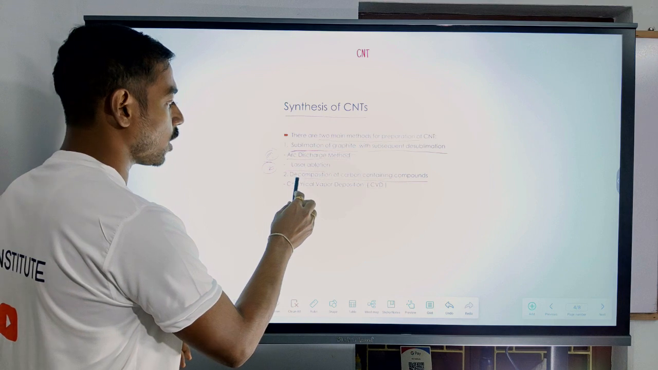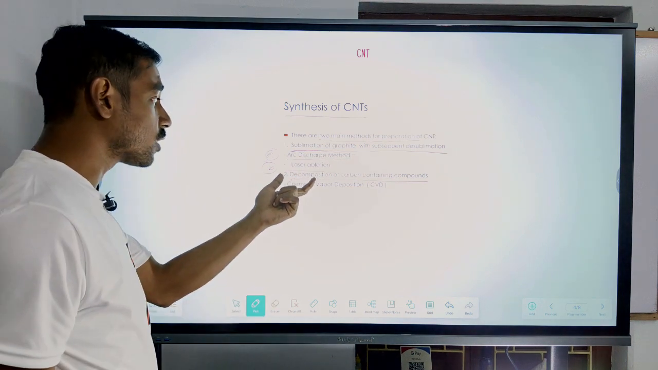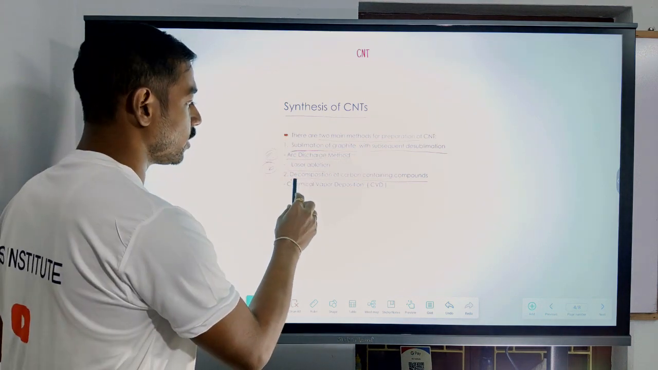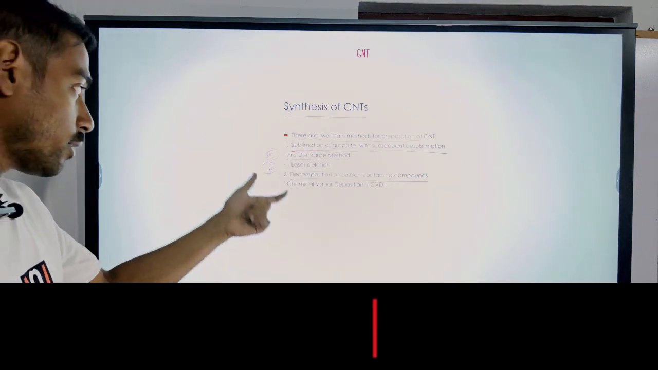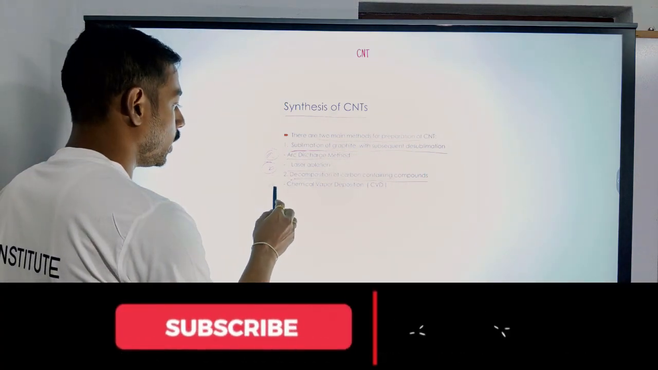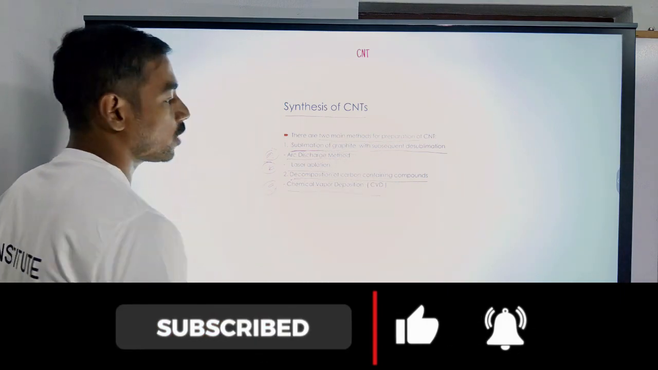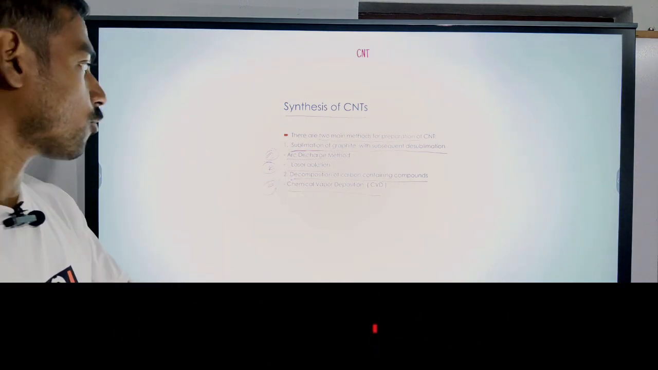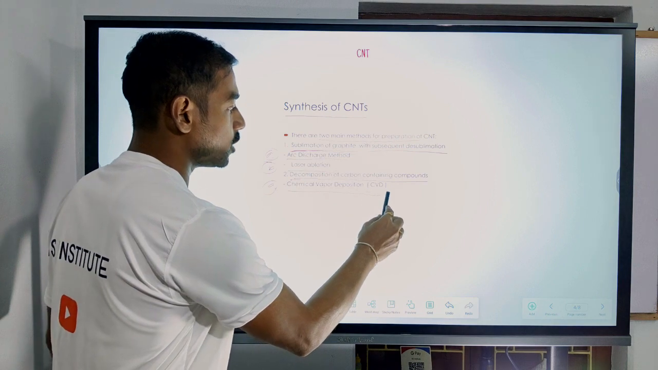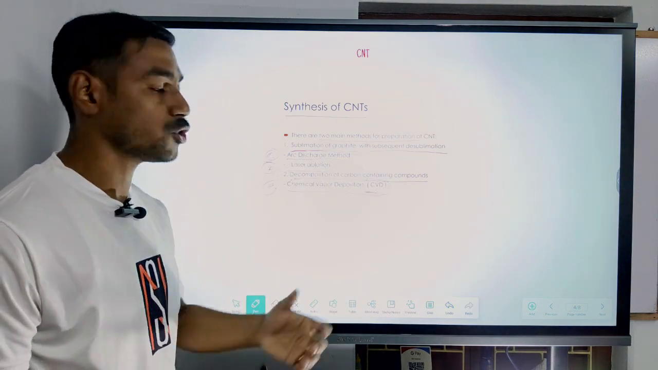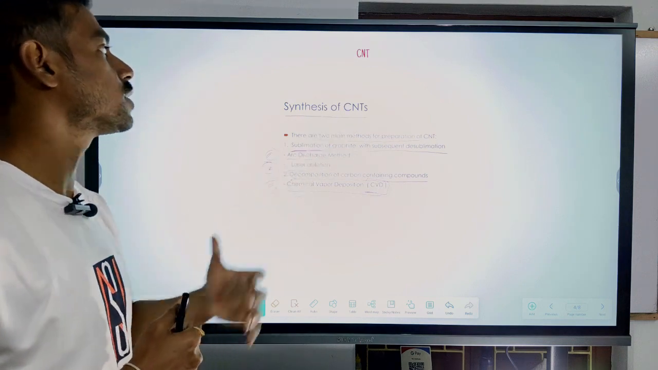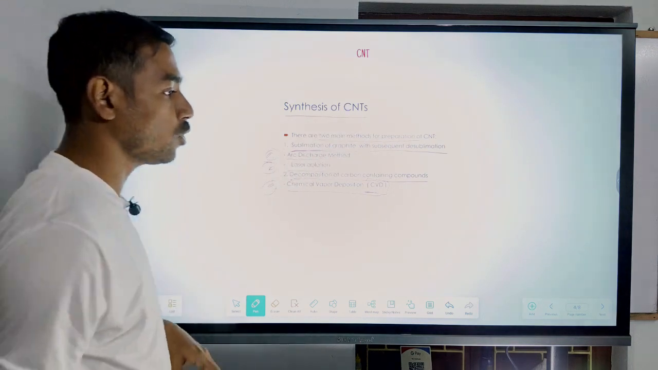And the second type of synthesis of CNT is decomposition of carbon containing compounds. Under this type, the method is chemical vapor deposition, or in short form it is named as CVD. So through this chemical vapor deposition you can also prepare this CNT or carbon nanotube.